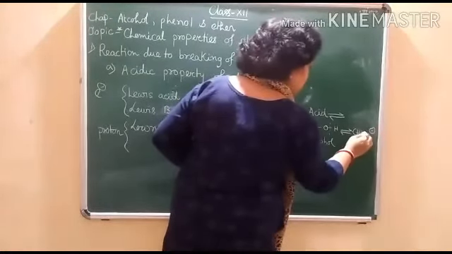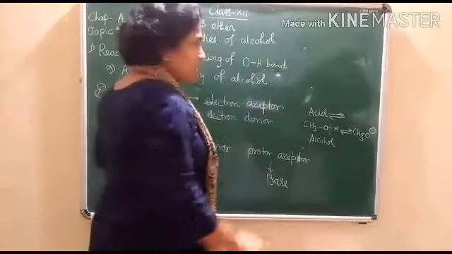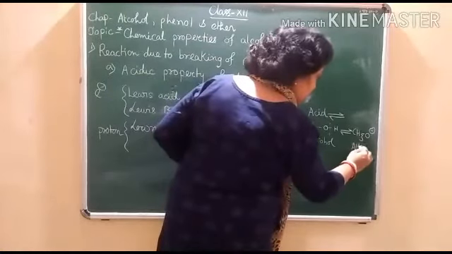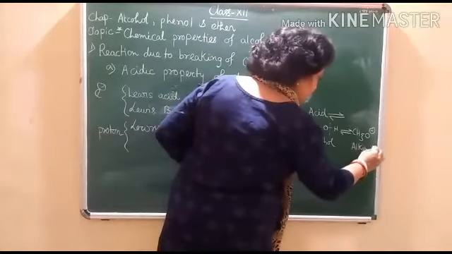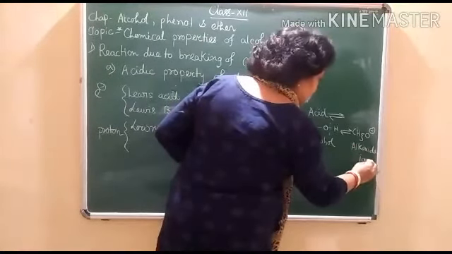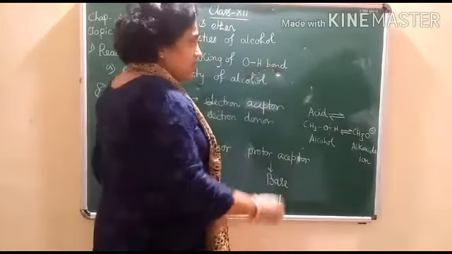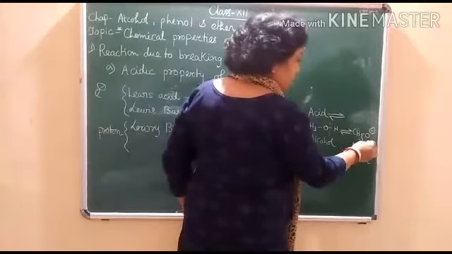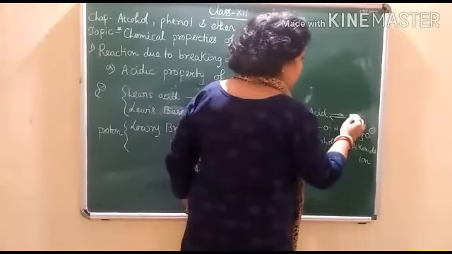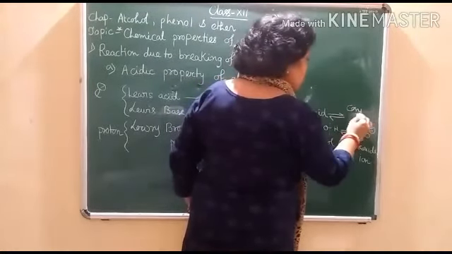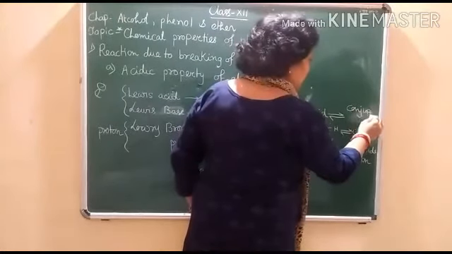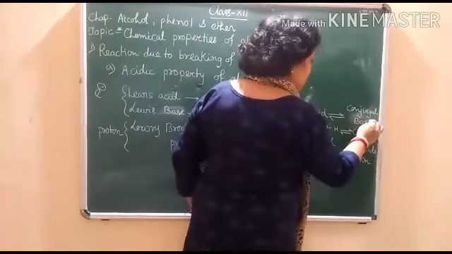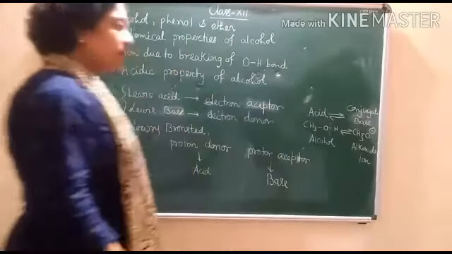CH3O negative. Okay, so this one is alcohol and this one is alkoxide ion. Alkoxide ion. Now in this reaction, acid, whatever they are forming after the reaction, it will be called as conjugate base. Okay, conjugate base also.